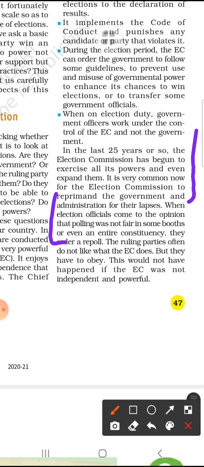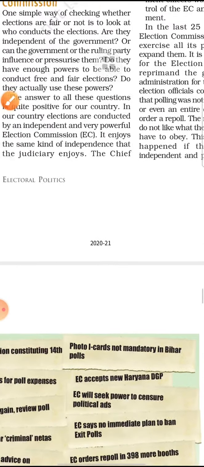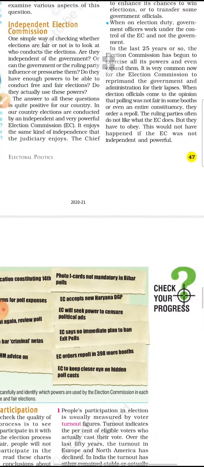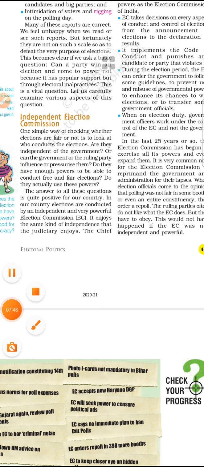The ruling party often does not like what the EC does. Sometimes it happens, but they have to obey because it is the rule in the Constitution. This would not have happened if the EC was not independent and powerful. It never happened in the history of the Indian election system that the powers were not accepted by all the parties of Indian democracy. So it is compulsory to obey. Till here we have discussed what makes elections in India democratic. Now onwards, we will discuss popular participation and the challenges to free and fair elections. Okay, now thank you, have a nice day.